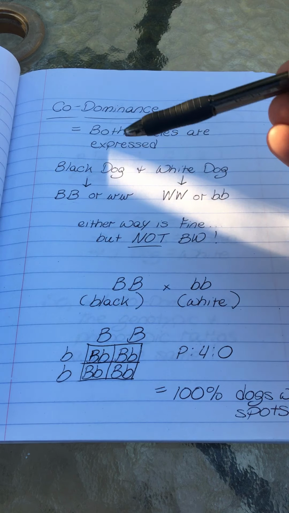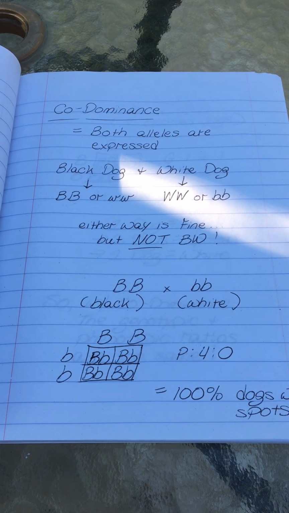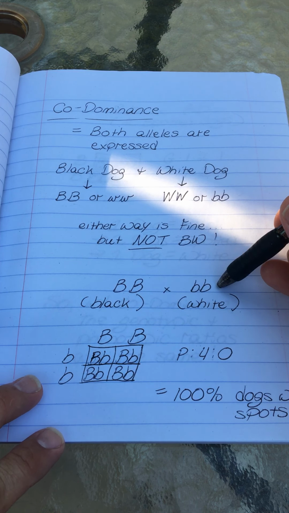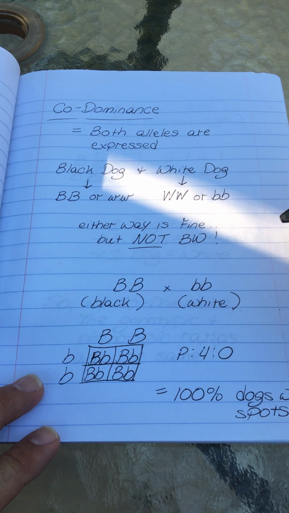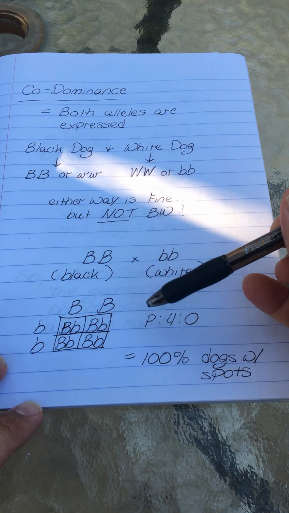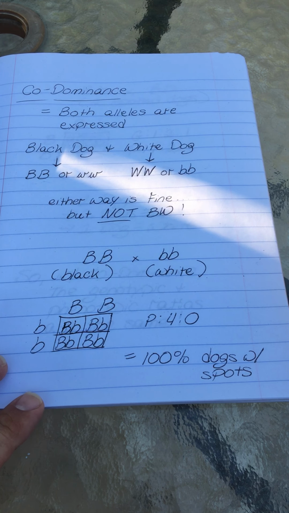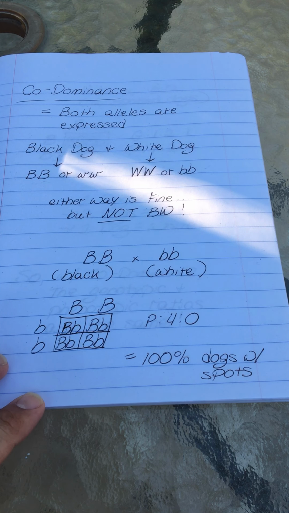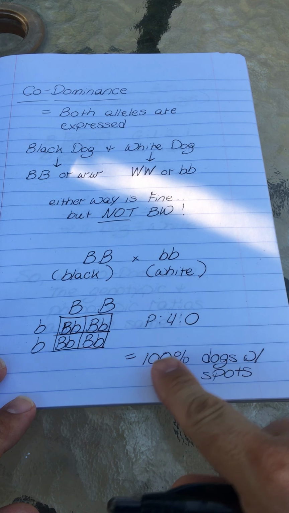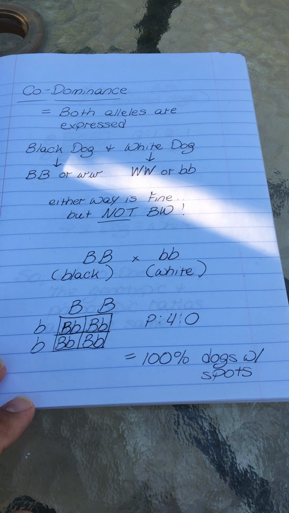So in this case we're going to say B because I wrote the word black first. Let's take our black dog, big B, and once again, it mates with a homozygous white dog, little b. Let's do the math. You can see that all four of these possibilities are big B, little b. In the old way of learning things, we would have learned that one trait is dominant over the other, but guess what? That is not the case. My phenotypic ratio is still 4-0, but 100% of these dogs will have spots. New learning has taken place.